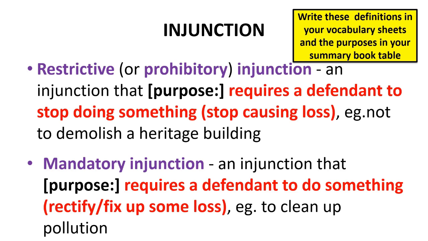Summarize what I've just said about the extent to which mandatory injunctions achieve the overarching purpose of civil remedies in the right-hand column of your summary book table. The reference to extent means that you have to explain how mandatory injunctions do achieve this overarching purpose of civil remedies, as well as the limitations on the ability of mandatory injunctions to achieve this overarching purpose.